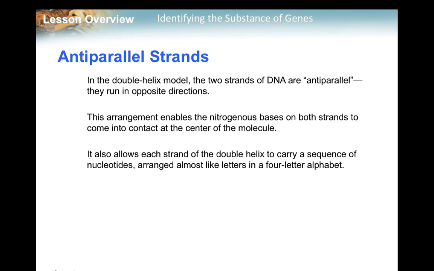In the double helix model, the two strands run anti-parallel. So they don't move in the same direction, they move in opposite directions. This allows the nitrogenous bases on both strands to come in contact right in the middle of the molecule, and they hold together with a hydrogen bond. It's weak enough to pull apart whenever we're replicating, like we do in mitosis, but it's also strong enough to stay together.